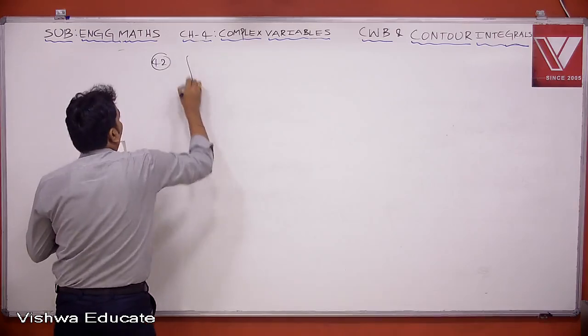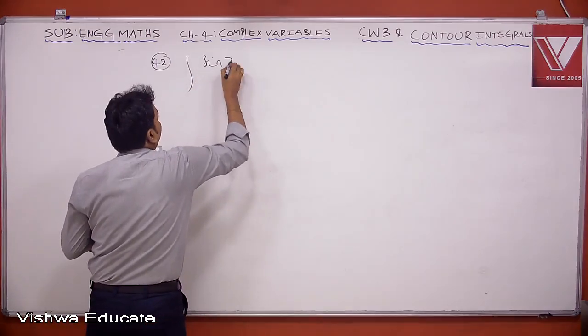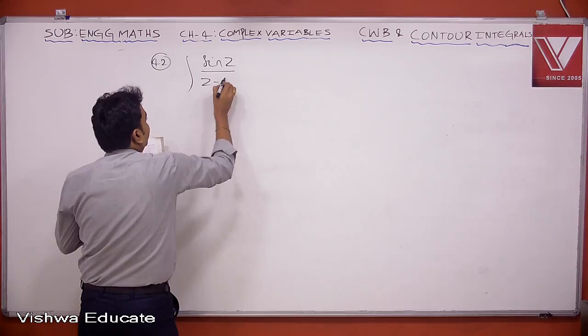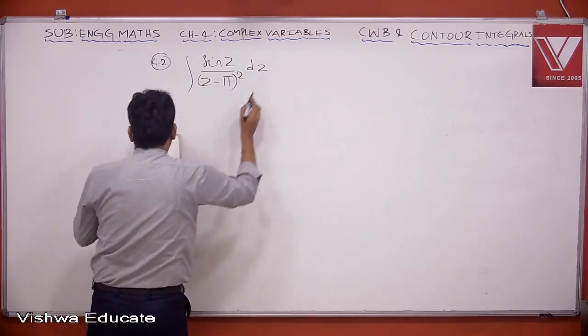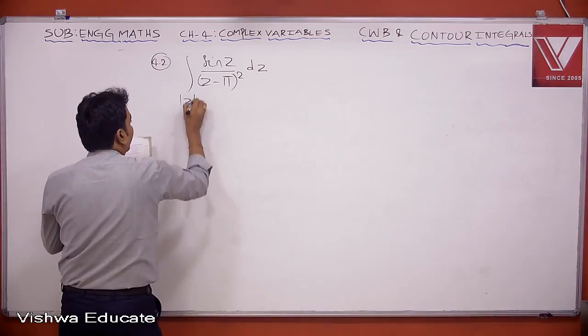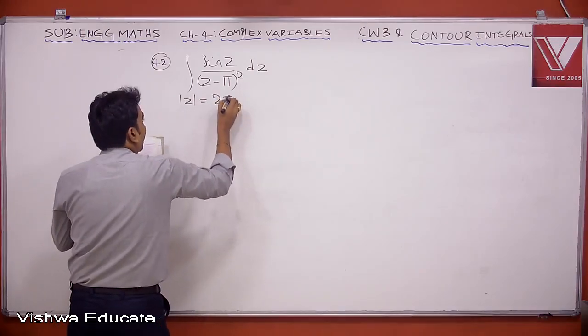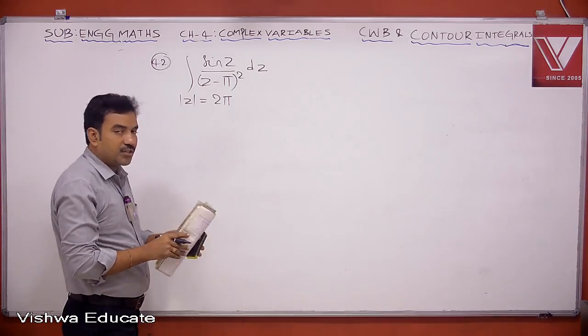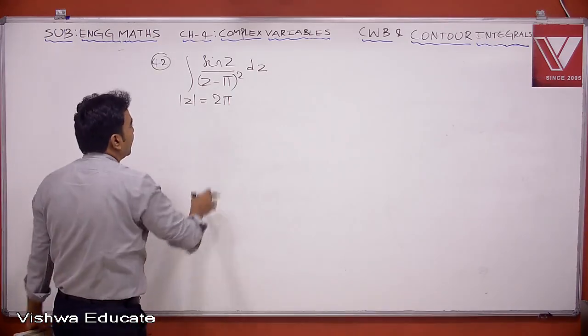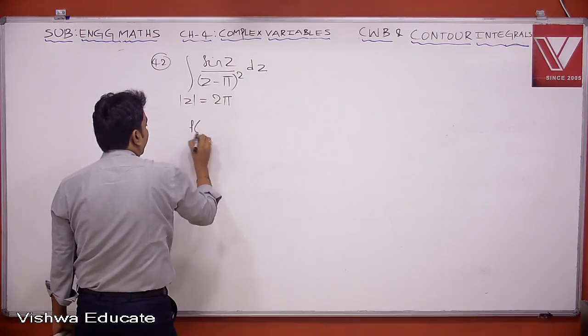The value of the integral of sin z by (z minus pi) whole square dz over mod z equal to 2 pi, where the curve is taken in anti-clockwise. So here the direction of the contour is anti-clockwise.